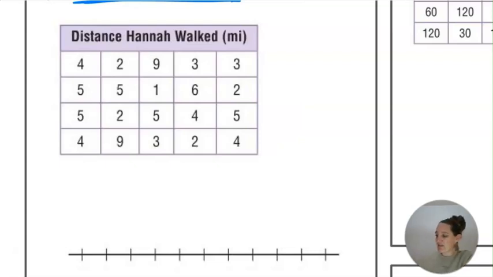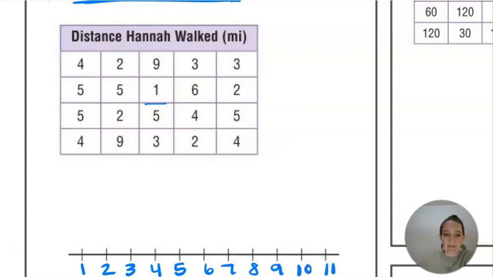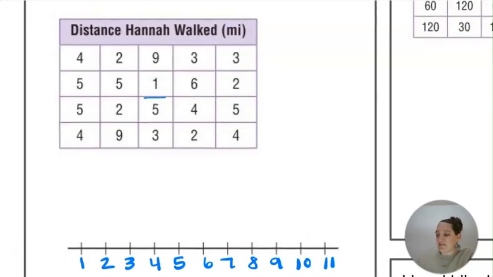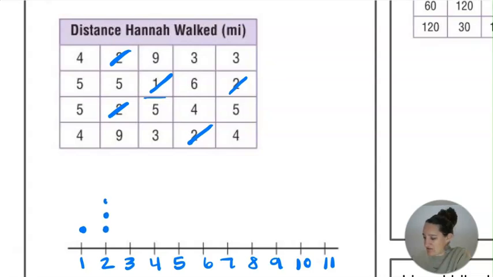Here's how I do it. Okay, it looks like we're going from 1 to 9, so I'm going to label my number line, just count by ones, all the way. Okay. Now, what I like to do is I like to go and do, all right, there's a 1. So I'm going to cross it off and put a 1. And then I maybe will look for 2s and see 1, 2, 3, 4. And I'm going to make 1, 2, 3. That means there were 4 days where she walked 2 miles. I see how many 3s. 1, 2, 3 3s.